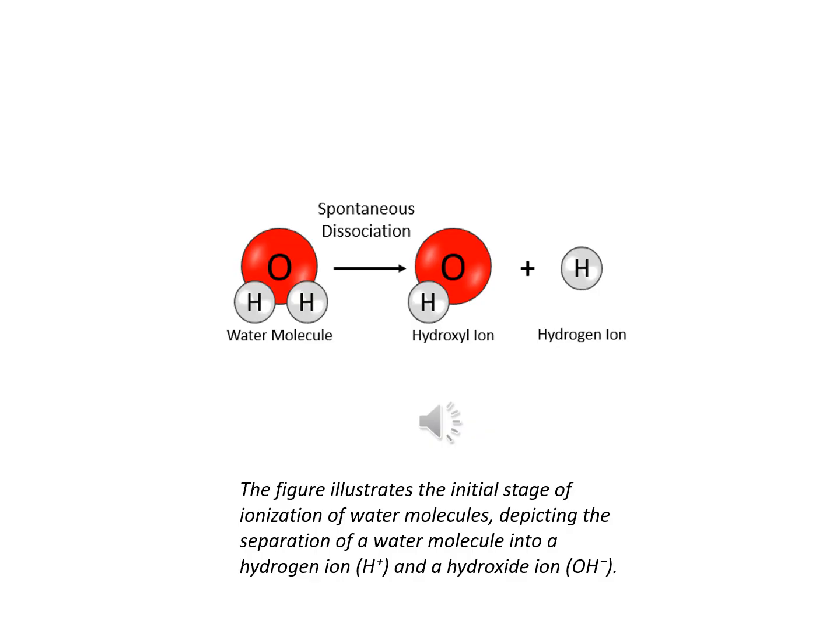This figure illustrates the initial stage of water ionization. It shows how a water molecule separates into two parts, a hydrogen ion, H+, and a hydroxide ion, OH-. This process, though it occurs in only a small fraction of water molecules, is fundamental to understanding pH and the chemical behavior of water.